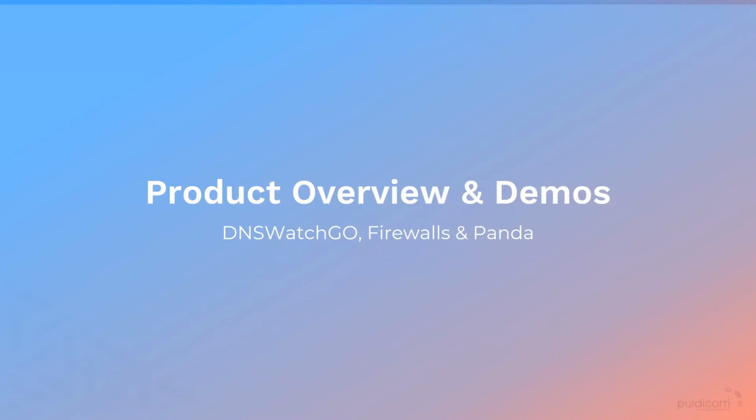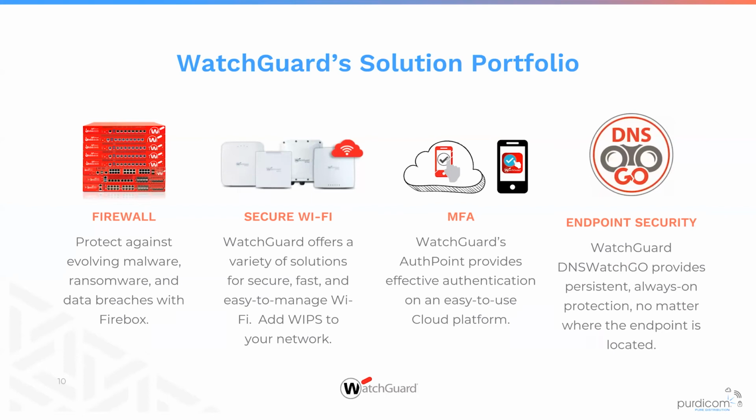So now we can have a quick product overview and demos. I'm going to go through the DNSWatchGO platform, firewalls, and we're going to touch on Panda as well. So what is WatchGuard's solution portfolio? Well, of course, they've got firewalls. They've got baby firewalls, which can sit on your desk, known as the tabletop series. You've then got the rack-mounted units, which can support up to 10 gigabit of Ethernet connectivity with SFP. So that's 10 gig of fiber connectivity into them as well. And they'll scale everywhere from 5 users all the way up to 3,000 users. And better yet, if you really need to, you can have them virtualized in your own server estate as well. So you could have it in your Azure cloud, for example, protecting your Azure infrastructure.